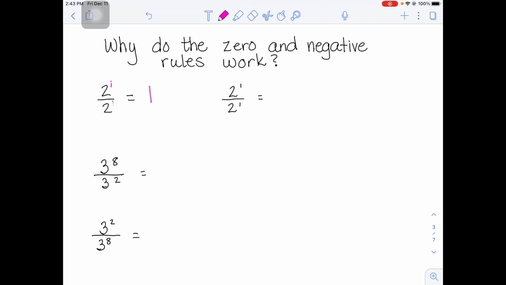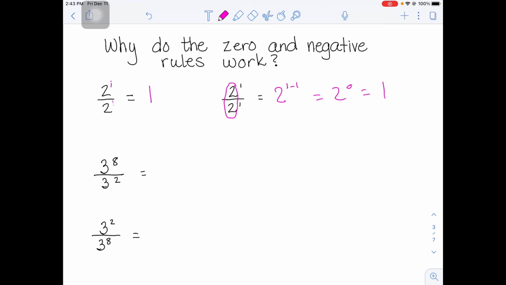We don't write it, so I did over here for us to see it. So we think about our quotient rule. We have like bases, so we're going to keep the base, and 1 minus 1 is 0. 2 to the 0 gives you a 1. So now we know why.